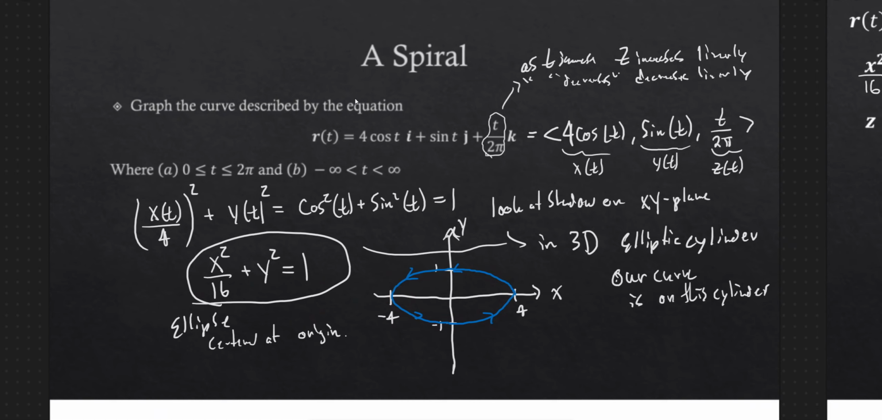We want to graph this curve where my t value is between 0 and 2 pi, and then again when it's between negative infinity and infinity. So I want to consider this curve for those two separate domains. So I'm going to focus on part A here. T is between 0 and 2 pi.